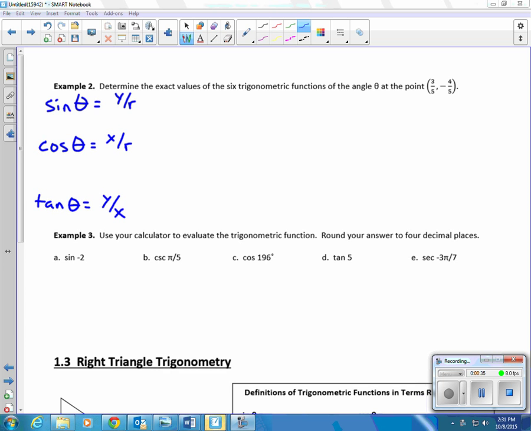Now, the other three, if we're going to do 6, are not that bad at all. They're just the reciprocals. Cosecant is the reciprocal of sine. What's the reciprocal of cosine? This would be secant, which is r over x. And the reciprocal of tangent will be cotangent.